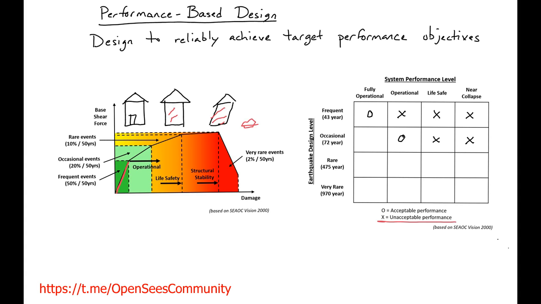unacceptable. Or for a rare event, we want it to be life safe. We want people to be able to get out, but near collapse would be unacceptable. And then the very rare, we can be near collapse, but we still want people to be able to get out. So this right here is what we'll call the basic objective.